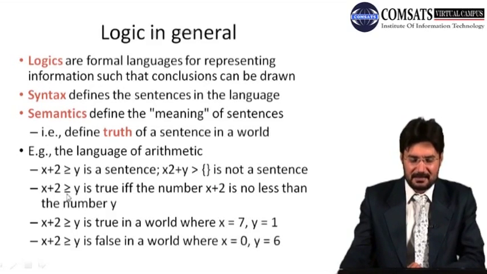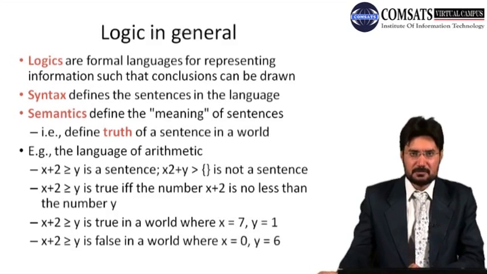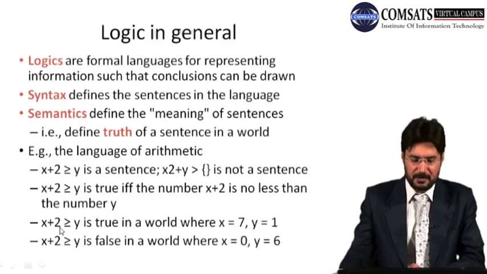x+2 is greater than or equal to y is true if the number x+2 is no less than the number y. अब ये हमारे पास एक फैक्ट आ रहा है कि जो x+2 है वो हमेशा ग्रेटर होगा या इक्वल होगा जब तक कि हमारे पास y की कोई वैल्यू आती है जो कि इन दोनों के मजमूए से छोटा हो या उसके इक्विवेलेंट हो. x+2 is greater than or equal to y is true in a world where x is 7, y is 1. तो ये हमारे पास बिल्कुल सिंपल अरिथमेटिक होगी.